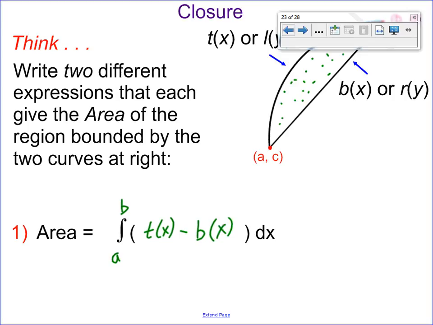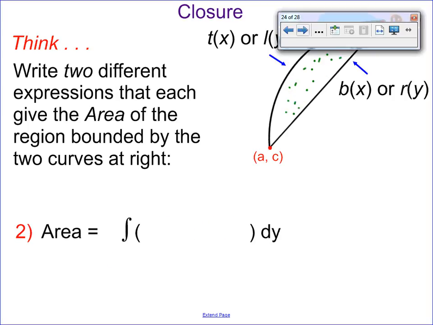Raise your hand if you have the same as Tyler for number 1. Keep your hand up if you can share number 2. Number 2, Kobe. The integral from c to d of R of y minus L of y. Nice. That is right curve with y's in it minus left curve with y's in it.